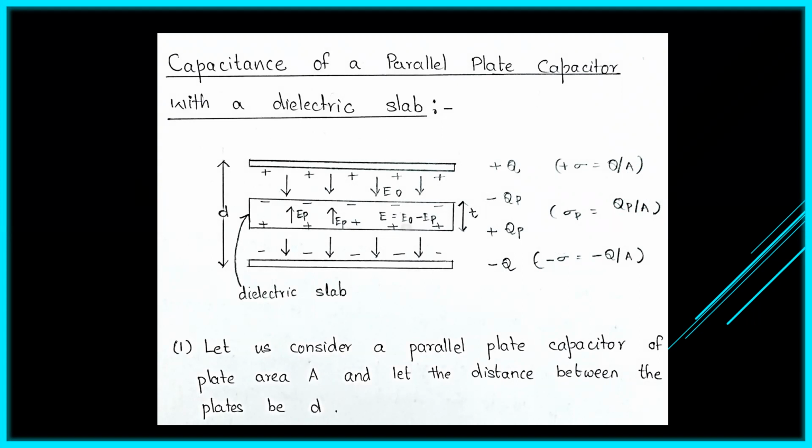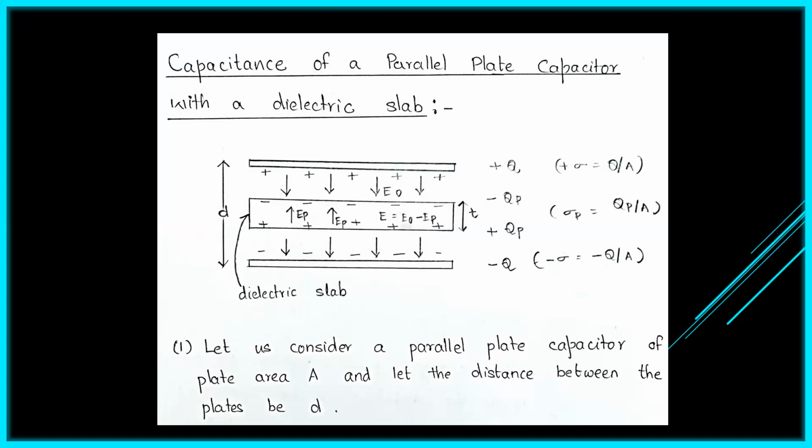Since the top plate has positive charge and the bottom plate has negative charge, the electric field is always from positive to negative. Therefore, the arrows of the electric field, which is E naught, point from the upper portion to the lower portion. Each plate has an area of A and the distance between the plates is small d. So this is just an introduction about the parallel plate capacitor. Now we will go into depth of the subject.